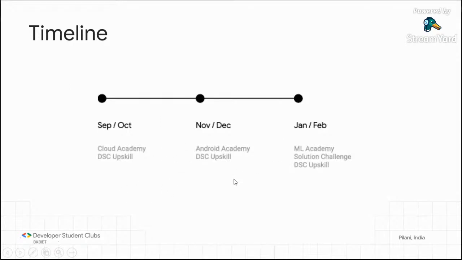Probably in the next month or in December, we'll have an Android Academy DSC upskill. That will be much like 30 days of maybe Android skills or maybe Kotlin. And in January to February, we have an ML Academy Solution Challenge. It may be much like ML Explore, and it will cover all the basics and ins and outs of machine learning. That's what Google has provided us, and that's their timeline.